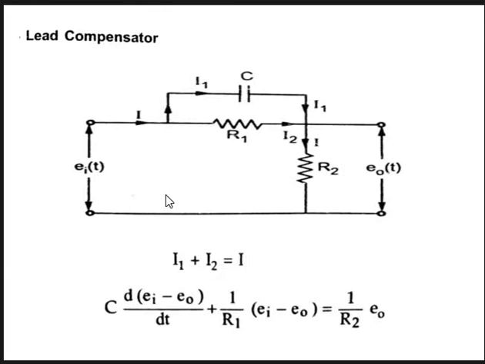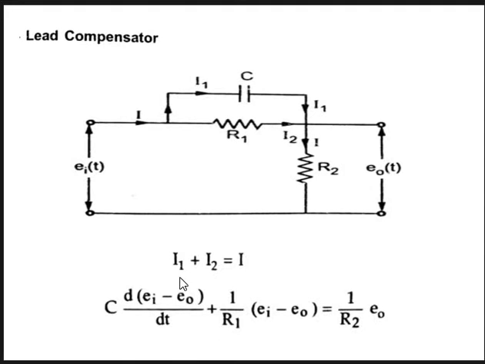So first one, lead compensators. This is the structure for the lead compensator. Now the total current I is equal to I1 plus I2. I1 current flows through the capacitor C and I2 current flows through the resistor R1, and I current flows through the resistor R2. Therefore, the total current I is equal to I1 plus I2.